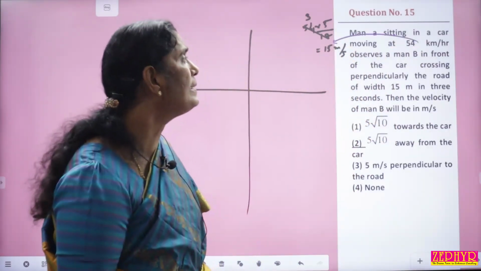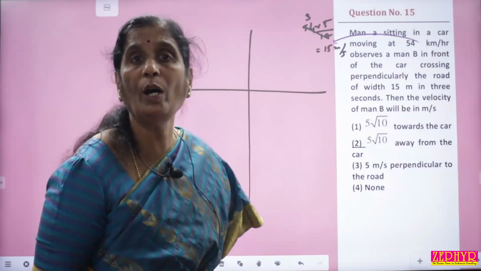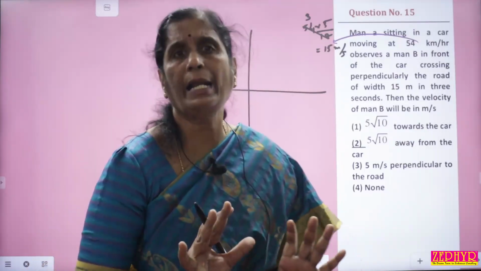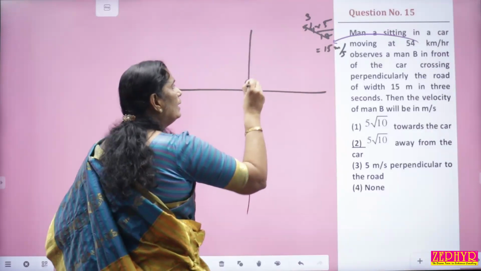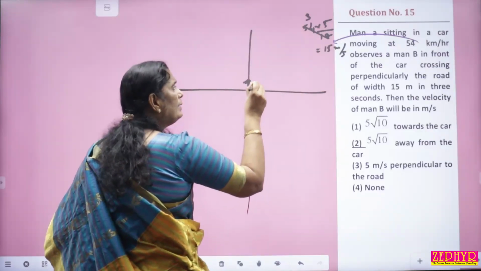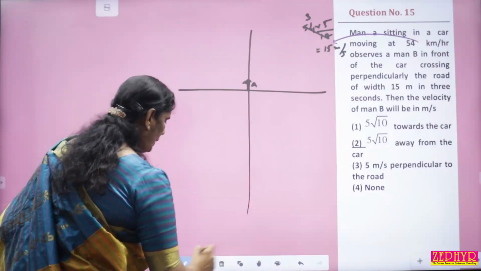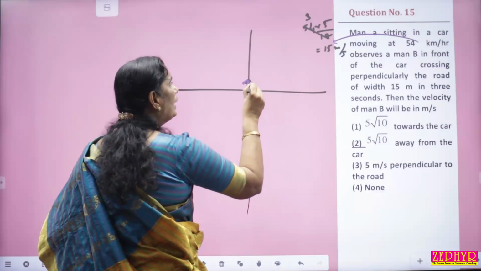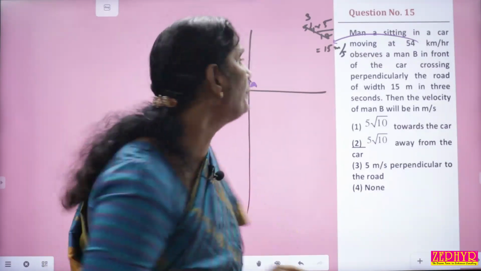So the man is sitting in a car moving at 54 km/h. He is moving in one direction. So let us assume that that fellow is moving in this direction. Just moving, he is moving. So this is A. Can you see the board? Yeah. Okay. He is moving like that. So this is our A. Okay, A is moving.